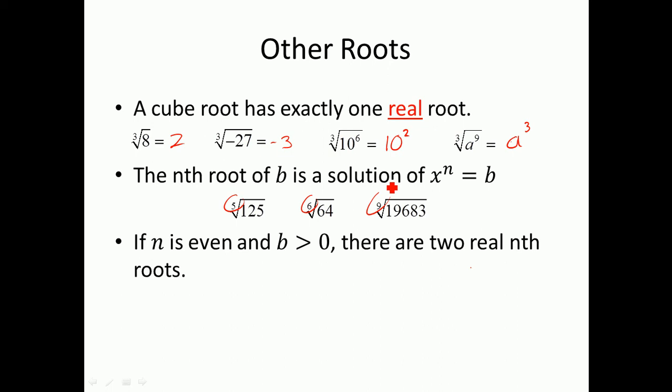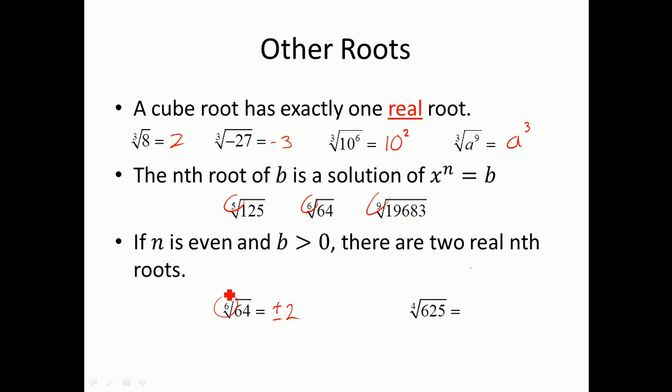Another rule that I want to give you is if n is even, so if our root is even and our radicand is positive, then we have two real roots. It's just like square roots, exactly like square roots. So for example, the 6th root of 64 is going to give you plus or minus 2. Why two roots? Because our root is even.